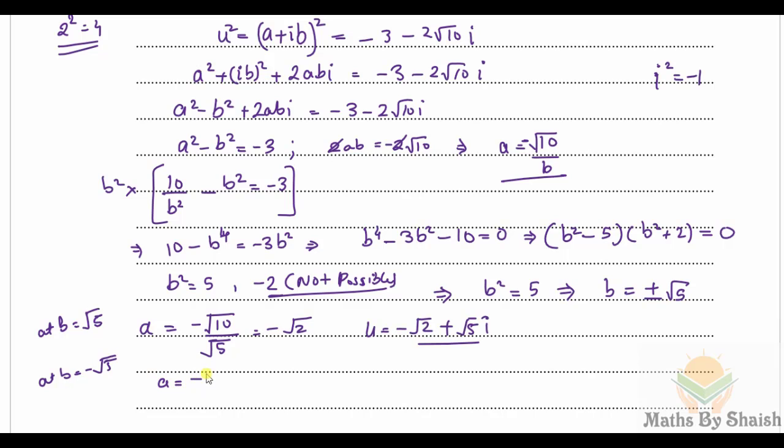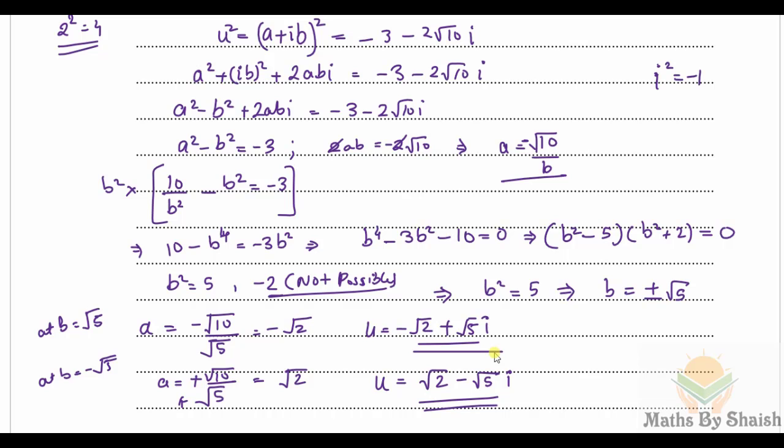and it is going to be a is equal to minus root 10 over root 5, where the minus got cancelled, and we got only root 2. So another square root is going to be u is equal to root 2 minus root 5 iota. So these are the two square roots of the equation u is equal to -3 -2 root 10 iota. So I hope it is clear.